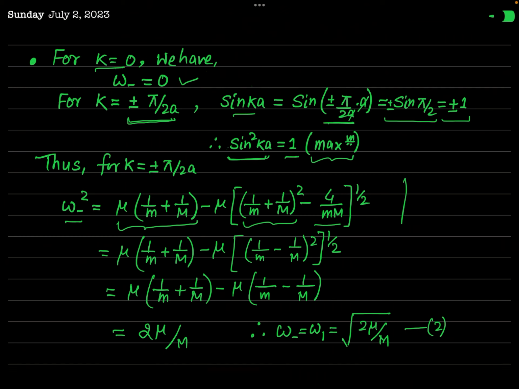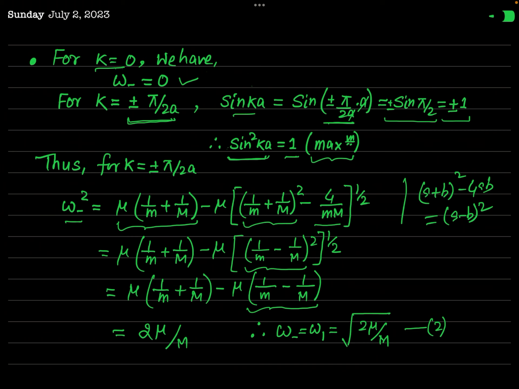Now let us see. This is just like (a plus b) whole square minus 4ab. And you know this is equal to (a minus b) whole square. So for this we can write this is equal to (1 over m minus 1 over capital M) whole square. And after taking the square root, this will be simply 1 over m minus 1 over capital M.